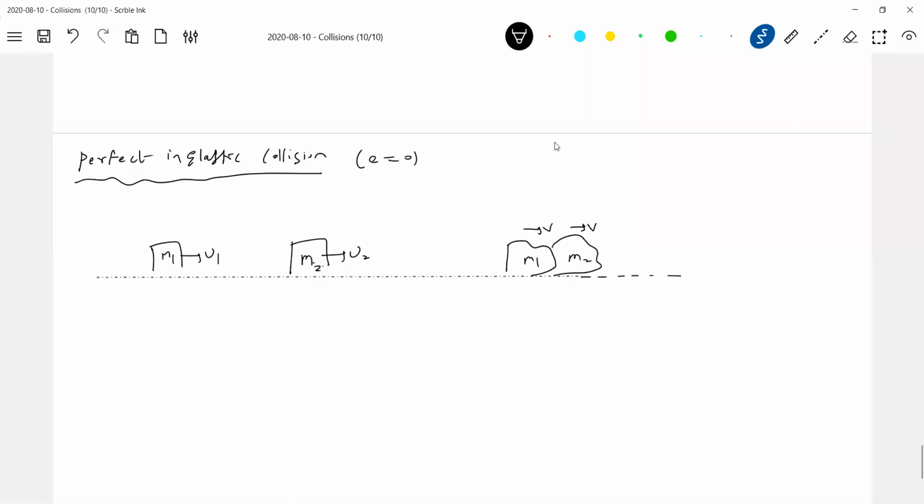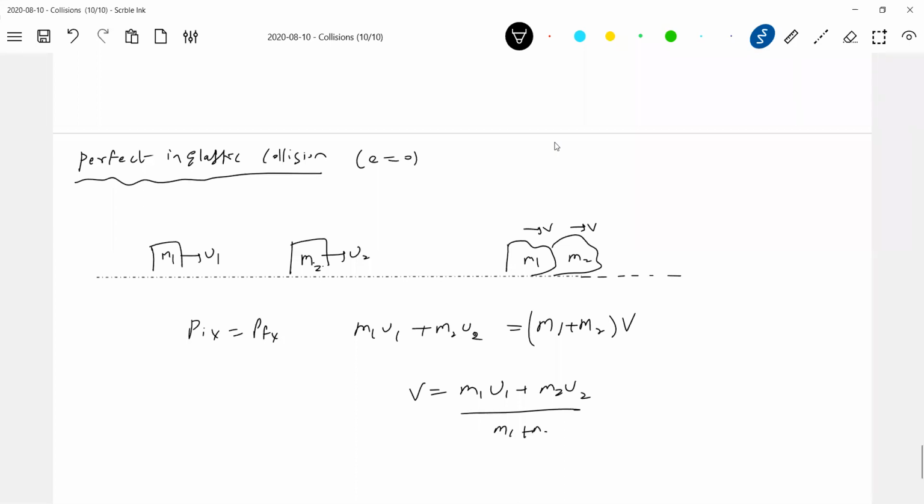Then can I conserve momentum? Yes, initial momentum equals final momentum. So m1 u1 plus m2 u2 equals m1 plus m2 into v. And what is that v? Velocity of center of mass. So after collision, the objects will move with a common velocity that is equal to the velocity of center of mass only. V you can also call the velocity of center of mass. Getting the idea?